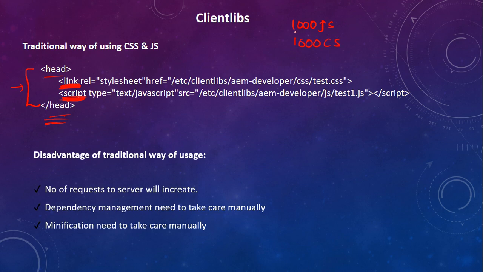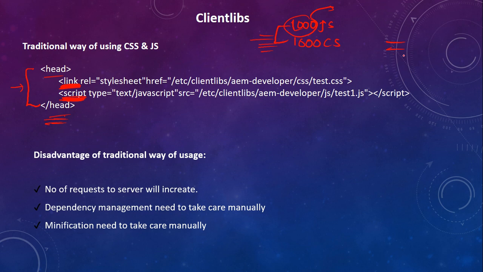Okay, so every time we have to define these types of lines. And after that, now consider we have 1000 JS files and they are dependent on each other, so they should be loaded first. So that thing we also have to take care of manually.